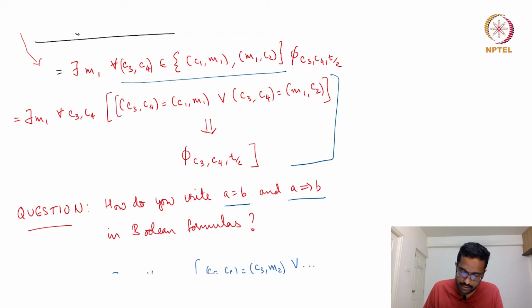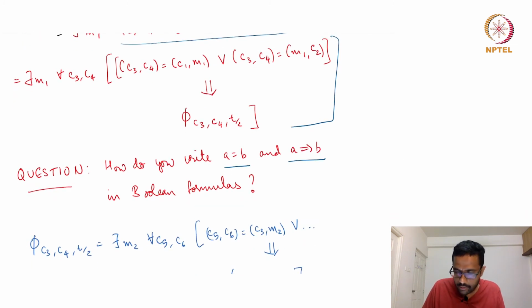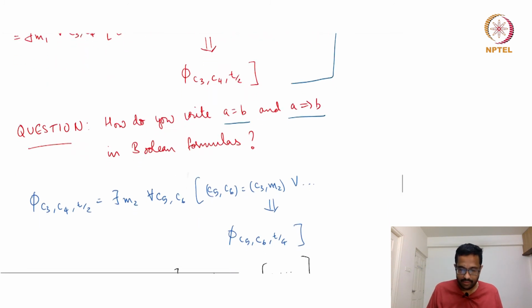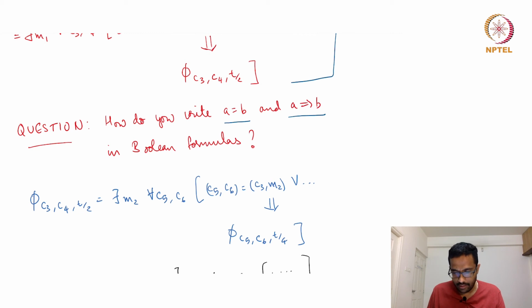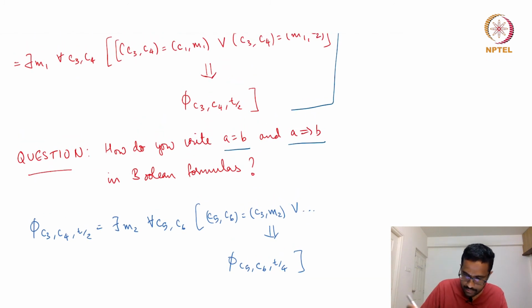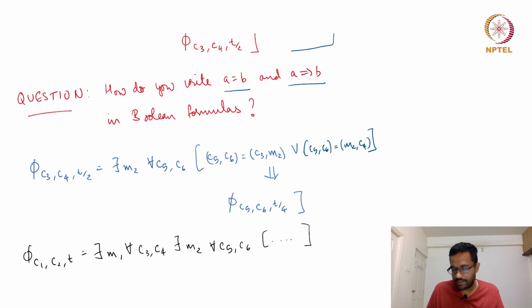This entire formula, the part after the quantifiers, is now some constant multiplied by n to the power k. Now phi(C3, C4, t/2) is something we need to go deeper into. Again, we will use exactly the same thing. I can define intermediate states C5 and C6 and an intermediate state M2, such that C5 C6 is equal to C3 M2 or C5 C6 is equal to M2 C4, and when that happens, this implies phi(C5, C6, t/4).